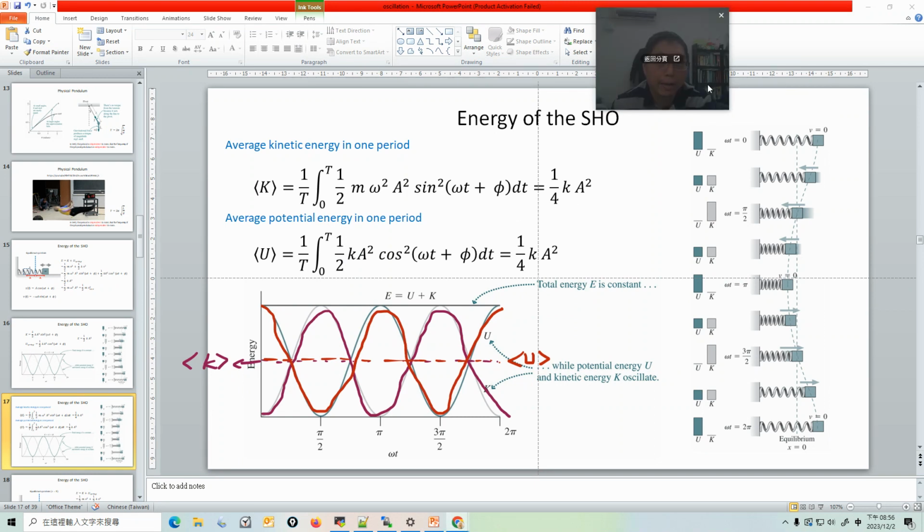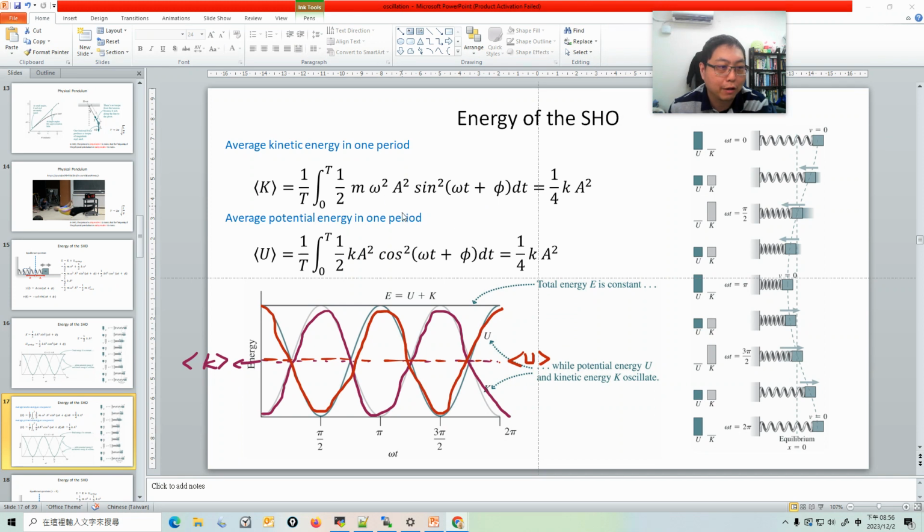So maybe you are not that familiar with the integration right now. You can do this integration: it's just the kinetic energy, this is potential energy, and you do the integration in one period and divide it by the period. The other is the potential energy: do the integration in one period and divide it by the period. And the integration actually is not that difficult, because this is constant, constant, constant, constant.